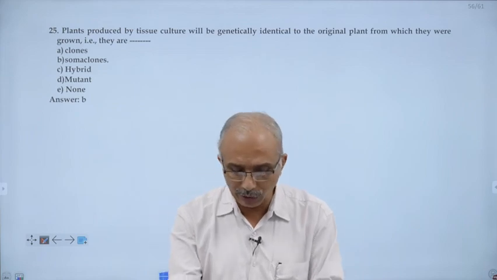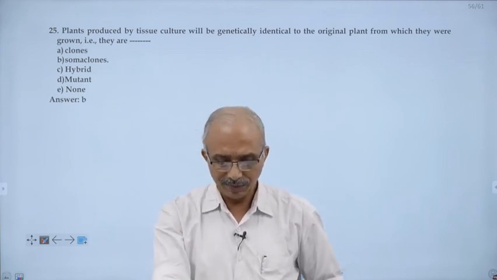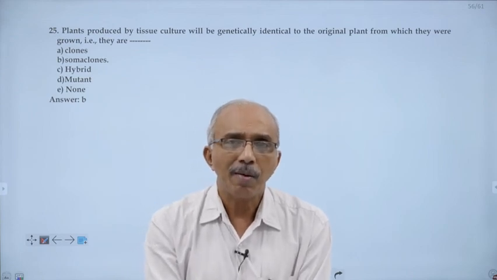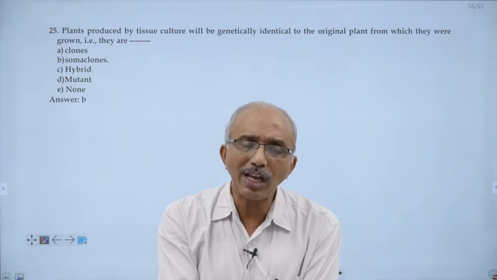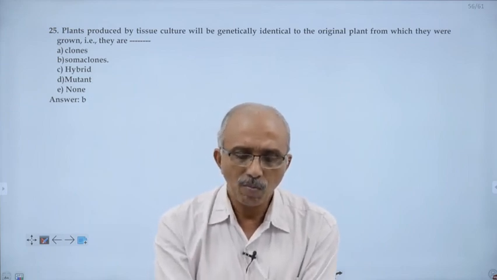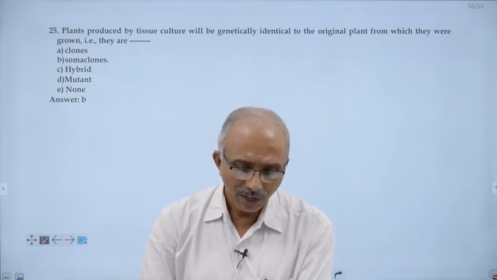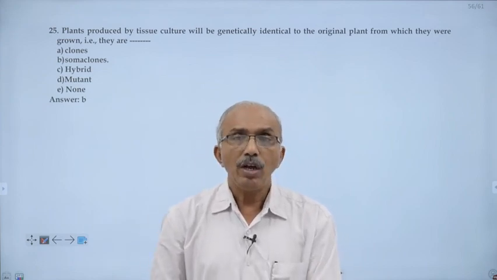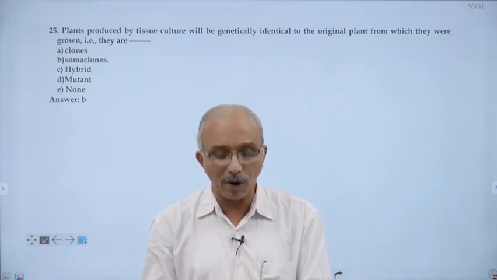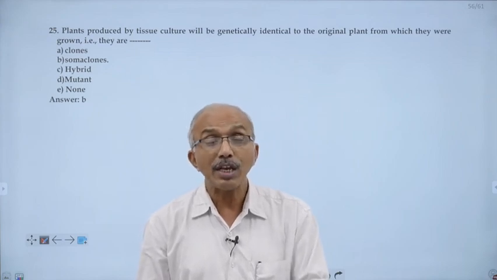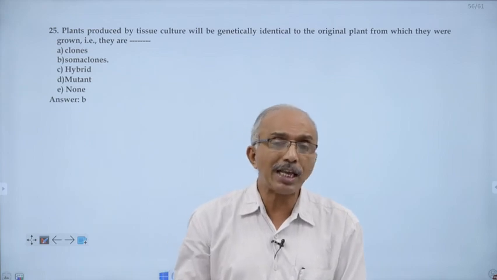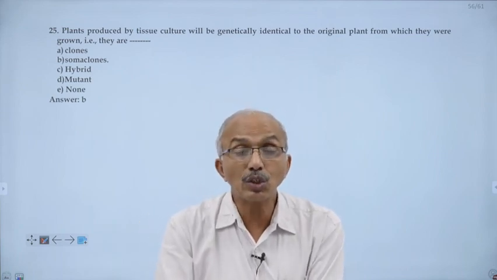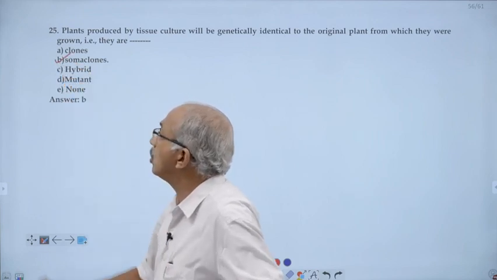Plants produced by tissue culture will be genetically identical to the original plant from which they are grown. Identical plants, having morphological and genetical similarity, are known as clones. But in vegetative propagation we had seen what clones are. Plants produced from tissue culture also, the progeny is genetically and morphologically similar, so they are called somaclones. Answer is B, somaclones.